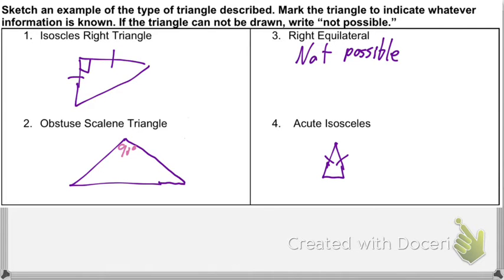Anna did a good job of making sure to mark that these two legs of this isosceles triangle are congruent. Otherwise, you don't know they're congruent. So all three angles are acute, and two of the sides are the same length, making this an isosceles triangle. Any questions on this one?